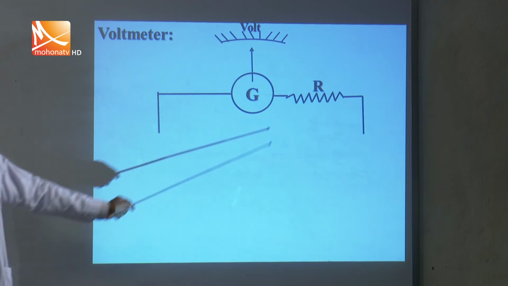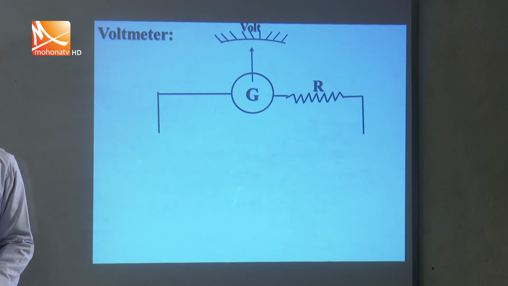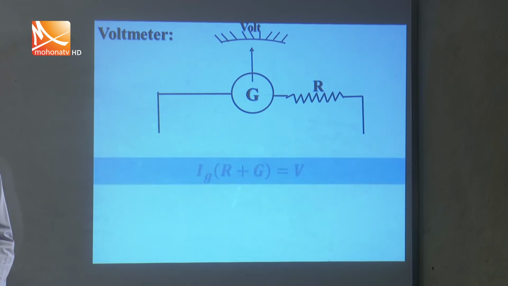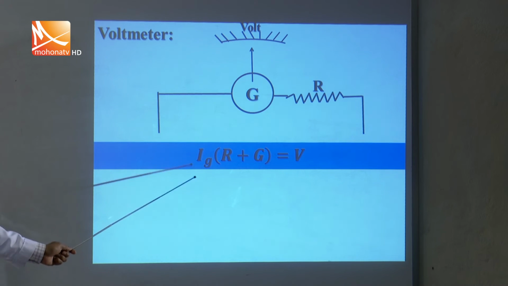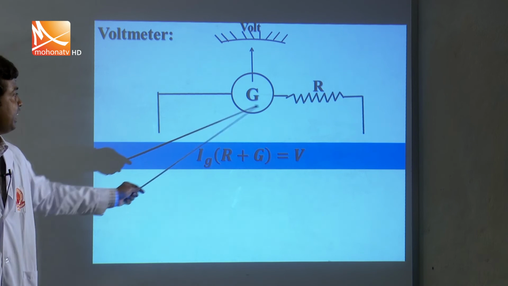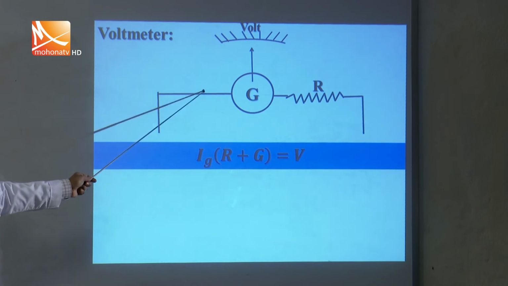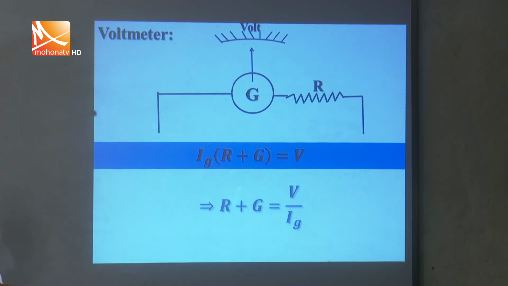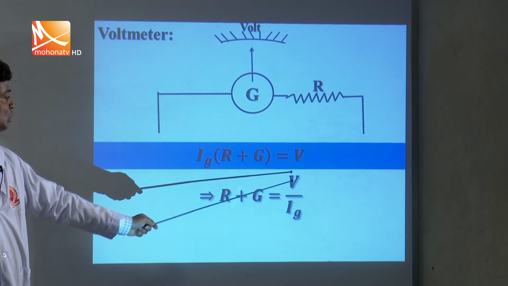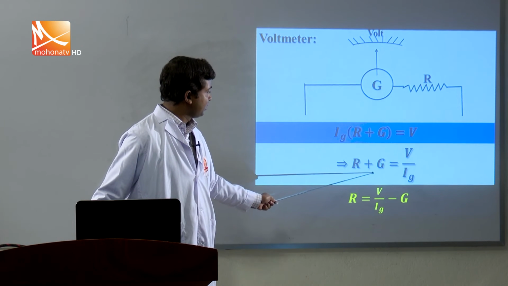So what will be the calculation of R? We know so many things, the importance of the large amount of resistance, but we do not know what will be the value of this resistance. Now, just calculating this, for this simple case you can write Ig times (R plus G) equals V. You know that this resistance and G are in series combination. So this gives the equivalent resistance, this is the current through the galvanometer, and this is the potential difference. Then you can write R plus G equals V by Ig, and simply R equals V by Ig minus G.